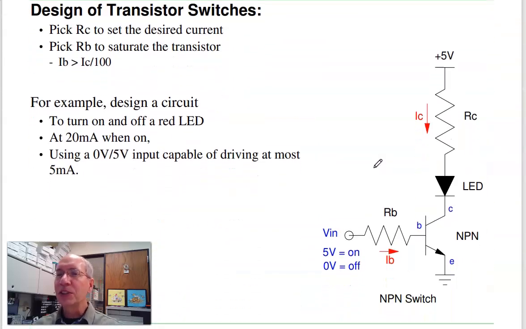In terms of transistor design, what you do is you assume saturated, so this is 0.2 volts. Pick RC to set IC. Once I set IC, pick IB. Pick IB such that beta times IB is more than IC. Make IB such that I get more current than I need. I saturate the transistor.